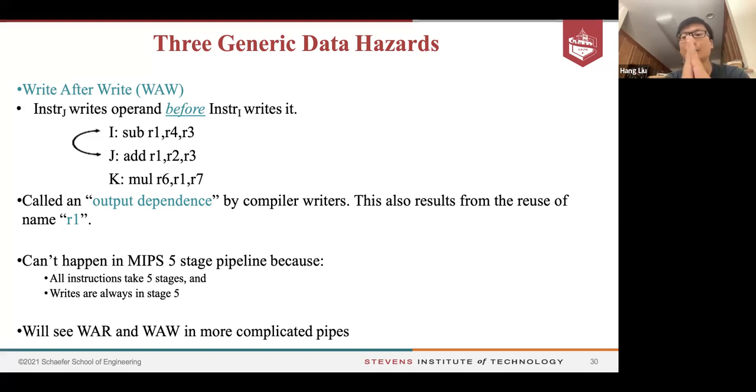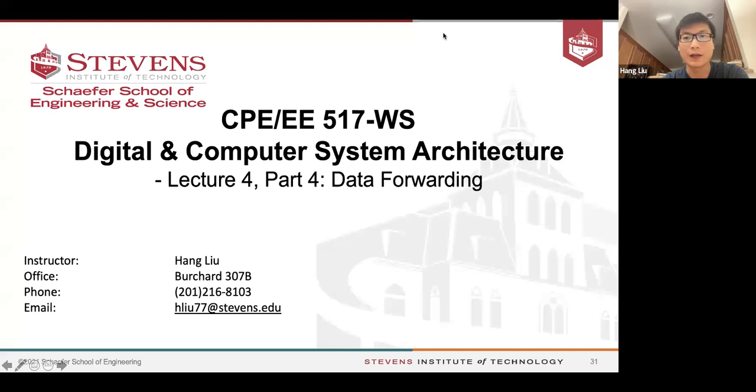Especially the second and third, they can be easily addressed by register renaming, okay? I think we're gonna talk about that later. So for example, if we use R5 here, then there will never be a dependency anymore, right? Similarly for the anti-dependency. Anyway, so that's it for this part.